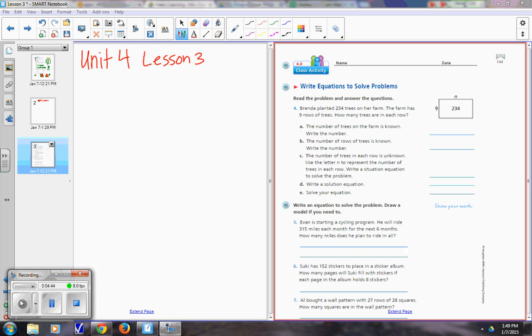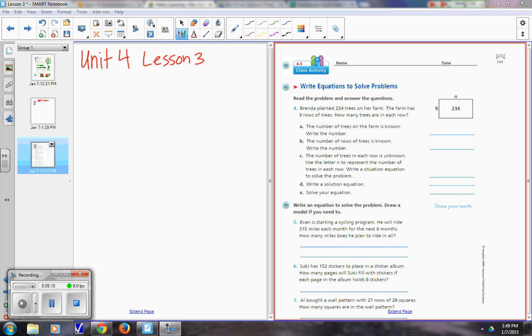144. Okay, so what I noticed today when we were talking about the situation equations and the solution equations, you aren't really sure what to do with that situation equation. Basically, and bottom line, the situation equation is always going to have a variable in it because that's what you're trying to figure out. It's a way to record the information that the word problem gives you.